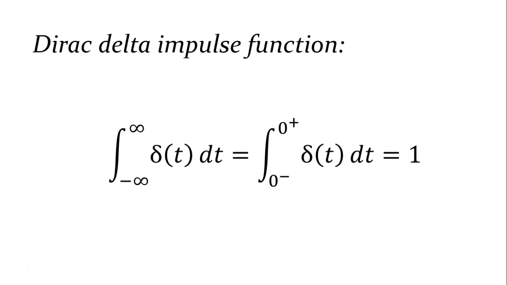A better way to describe delta of t is by measuring its area. The limits of integration may be narrowed to an arbitrarily small region near t equals 0, and the area of delta of t stays at 1. This means that delta of t has area 1 that is concentrated at a single point in time.